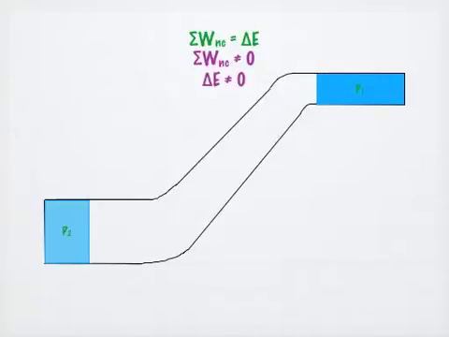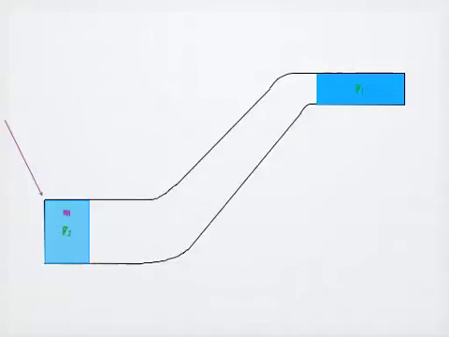For our fluid moving through this pipe, we will say that the mass of this lower fluid element is the same as the mass of this higher fluid element. The pressure, speed, and elevation of the fluid element at the lower point, however, have different values than they do at the higher point.